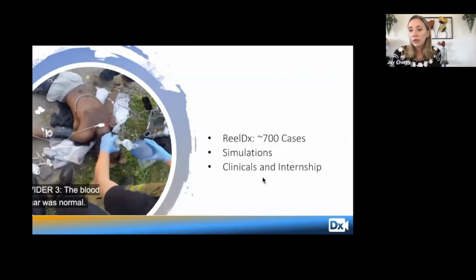And ReelDx provides you with approximately 700 cases, different sites such as clinics, rural medicine, EMS, ER. And so you guys have a variety to choose from. And then we want them to take that information and transfer that learning from one situation to the next. And so we start giving them simulations in lab, and this all culminates into capstone and internship.